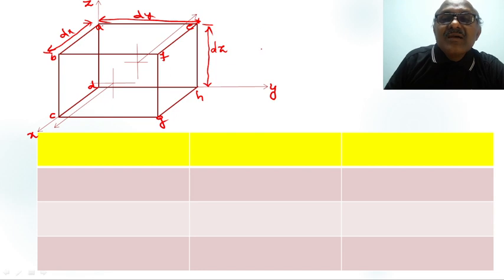Now, B, F, G, C. This B, F, G, C is called the positive X phase. Positive X phase, my dear students.